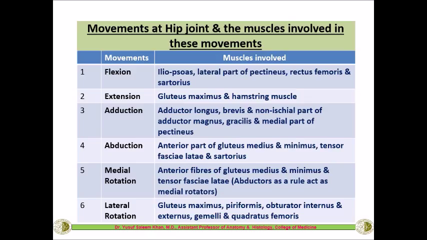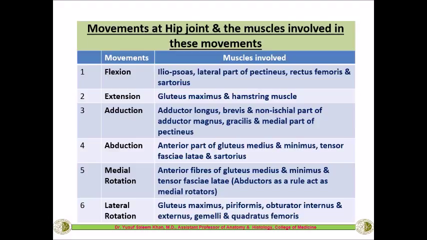Now coming to the muscles which help in all these movements of the hip joint. Flexion of the hip joint is done by the muscles of the anterior compartment of the thigh. The anterior compartment of the thigh is also called the extensor compartment of the knee joint, that you should remember. It is called the extensor compartment because it extends the knee, but some of the muscles also cross the hip joint, so they actually do the opposite function, that is flexion. So flexion of the hip joint is done by the iliopsoas muscle, the lateral part of the pectineus, the rectus femoris, as well as the sartorius. These are the muscles which help in flexion.